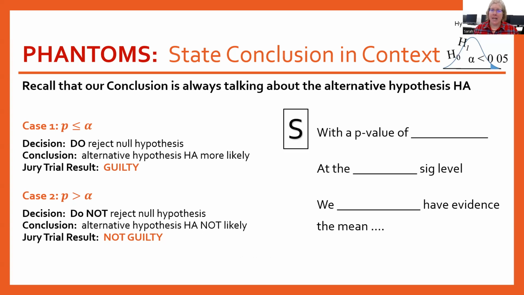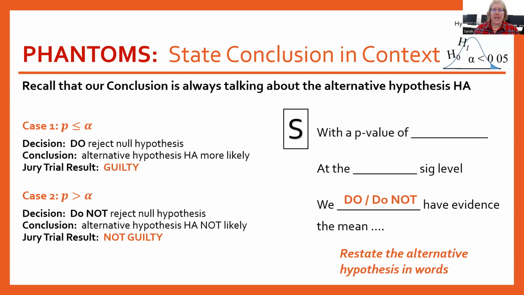And then you're going to use the same language from your conclusion and your decision. So if you do reject, then we do have evidence. And if you do not reject, then we do not have evidence. And then you're going to say something about the mean, and you're restating that alternative hypothesis in words. So that's what we're looking at doing here. So let's do an example.